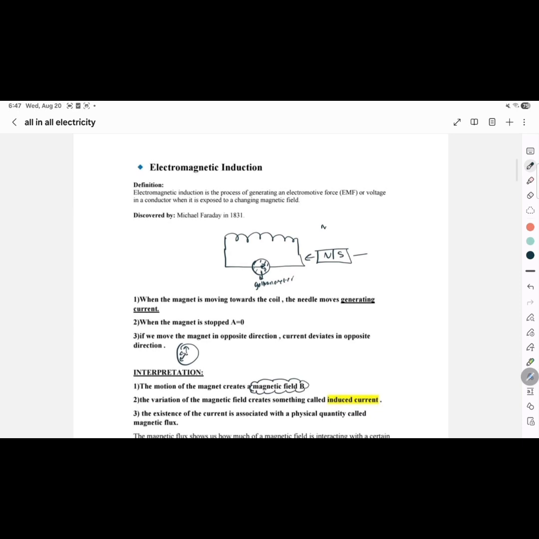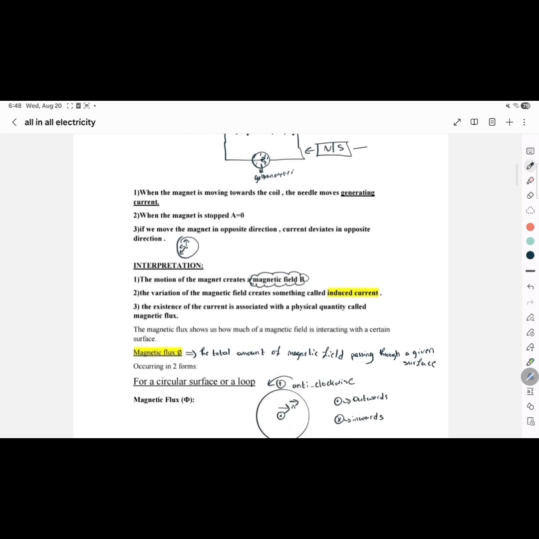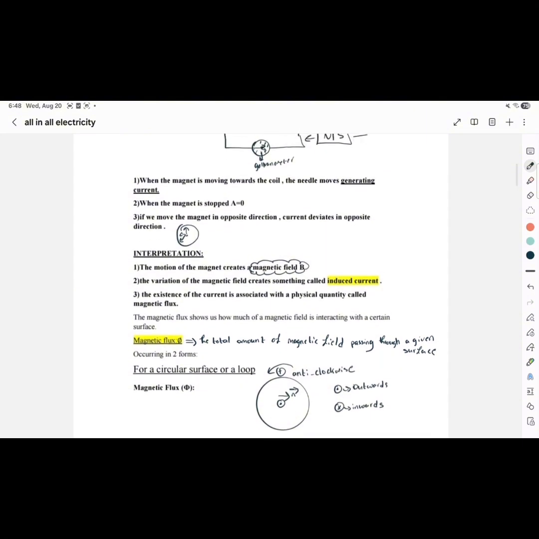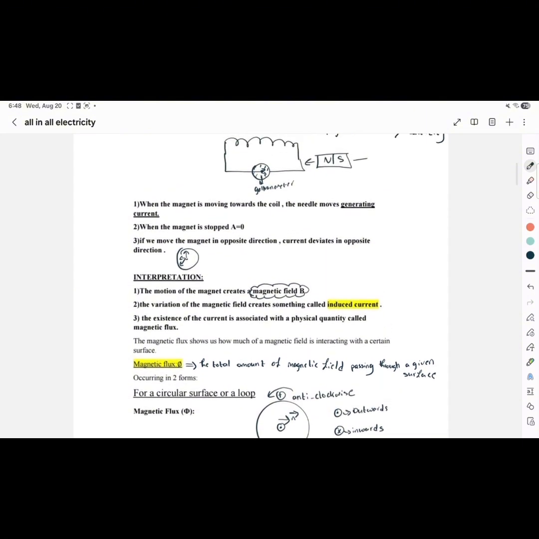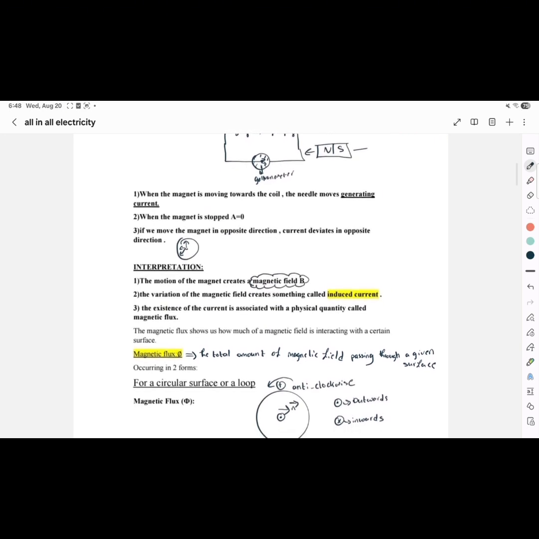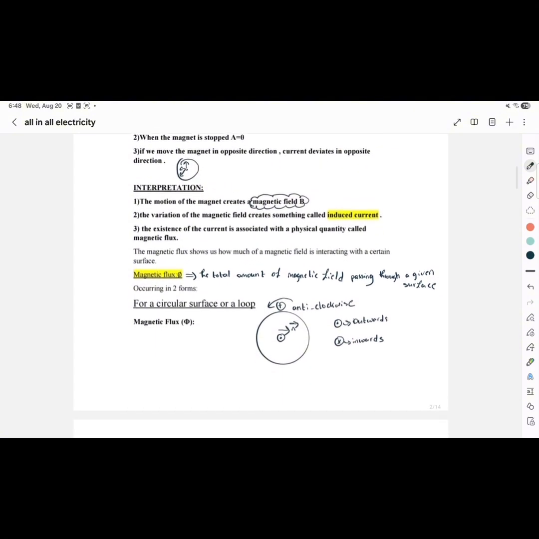So, magnet plus coil results in electricity. So we generate current. So the motion of a magnet, whenever we place the magnet near the coil, we generate a magnetic field, which then induces current.